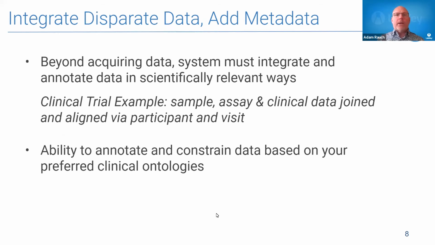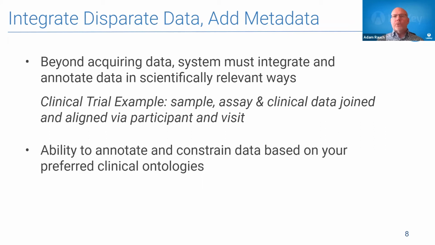So integrating all this disparate data, what that means, as I mentioned before, I gave the clinical trial example earlier, where samples and assays and clinical data are all joined and aligned based on participant and visit. That's the classic clinical trial example, so that I can very easily see clinical data associated with assay data, clinical data associated with the samples that were collected, and write reports and queries that analyze the data with that alignment in mind. So that's an example.